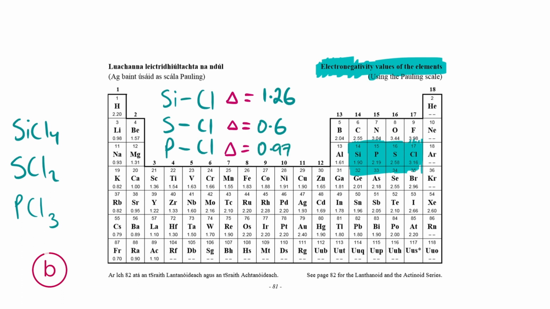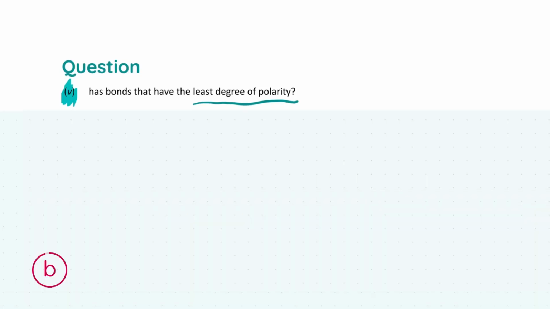The result we're looking for, the smallest one here, is 0.6, which relates to the sulfur chlorine bond that we found in our sulfur dichloride. So coming back to our question, which of these compounds has the bond with the least degree of polarity? We found that the bond between the sulfur and the chlorine has the least polarity, and this can be found in the sulfur dichloride, SCl2.